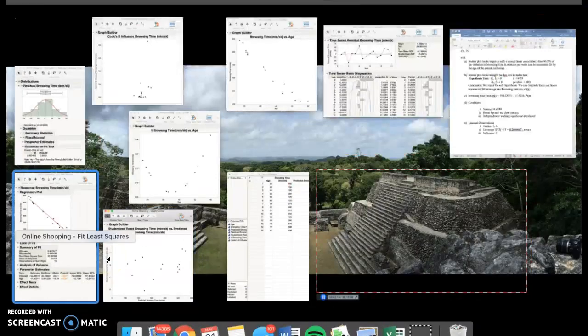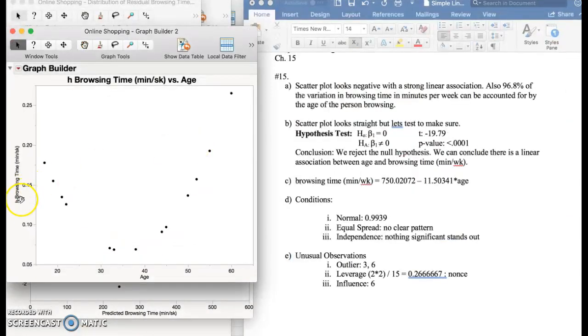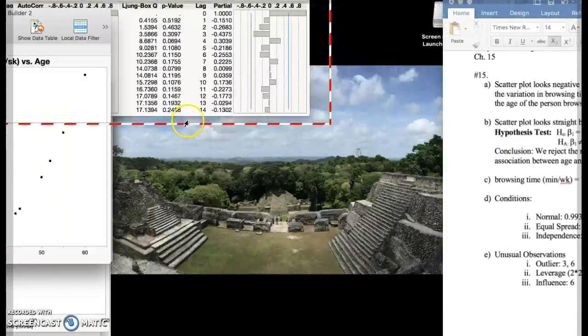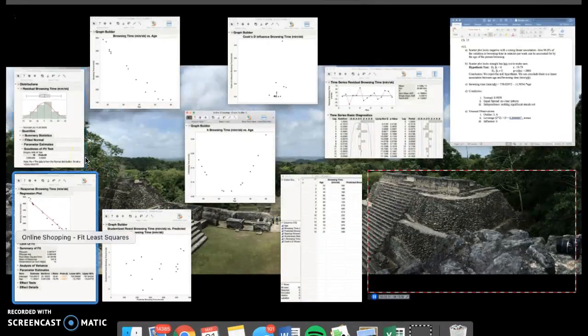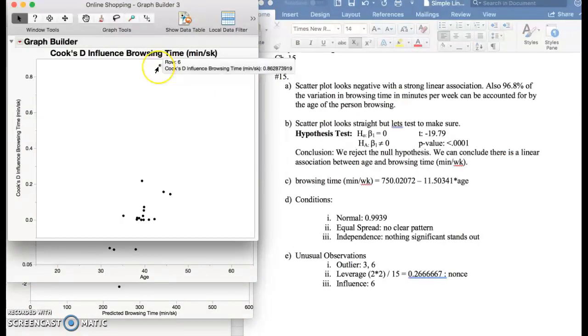And then we're going to look at leverage, which is right here, the H for browsing time and age. And we found a number that anything above that is going to be leverage. This value gets really close to it, but it isn't technically leverage. And that's, again, number 6, which is an outlier. Then when we look at influence, which is right here, we see this value looks very different from the rest of them, and that's also 6. So while 6 isn't leverage, it's both an outlier and influential and almost leverage.